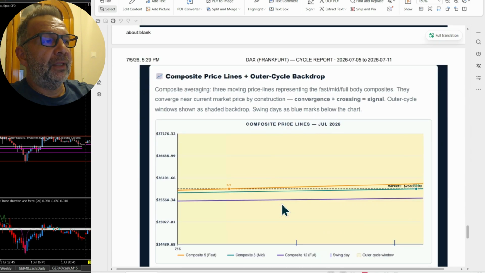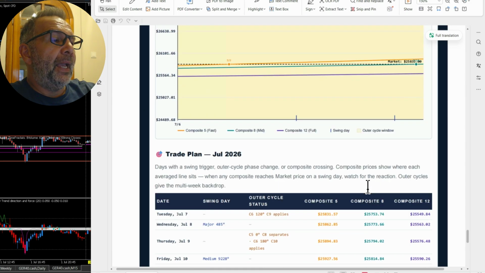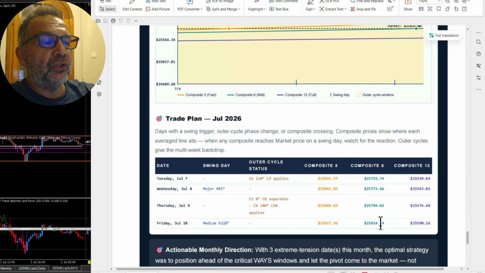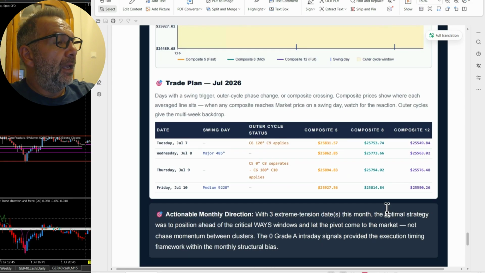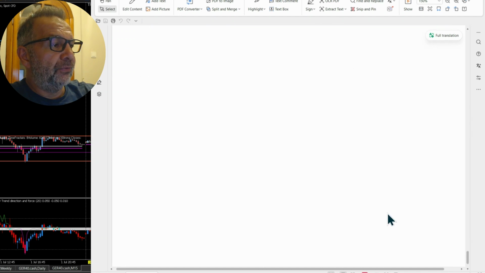Underneath there, here we've got a composite price line and some price levels here, which you can take into account when the market is going up and down. Okay, and that's basically it. All right, that's the full report.